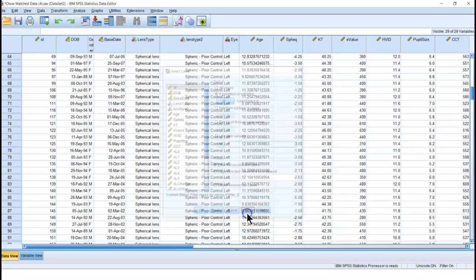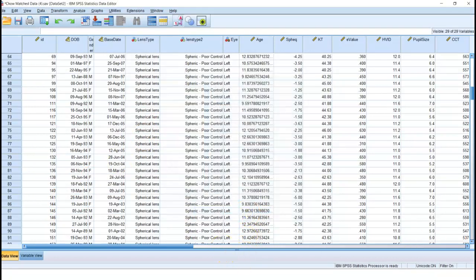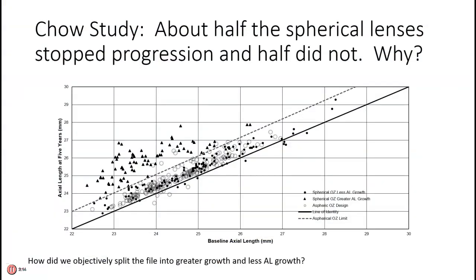Oh, wait, sorry. Before we do that, I wanted to just briefly mention how we separated the two. We want to separate spherical lenses, but we want to do it in an objective way. The way we do it is to use aspheric lenses, correlate baseline with axial follow-up, and draw a line. It's not shown here, but it comes kind of right down the middle there. And then we want to define outliers.